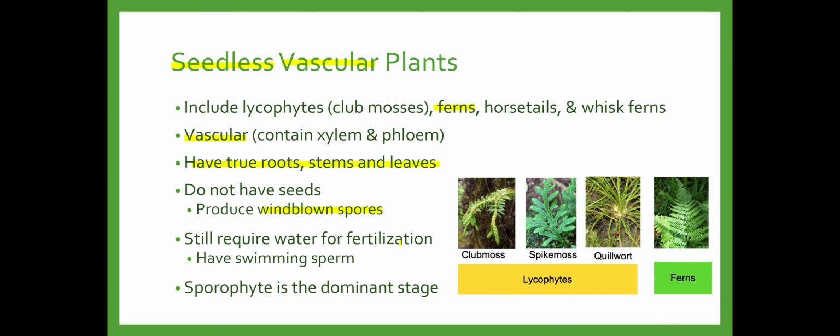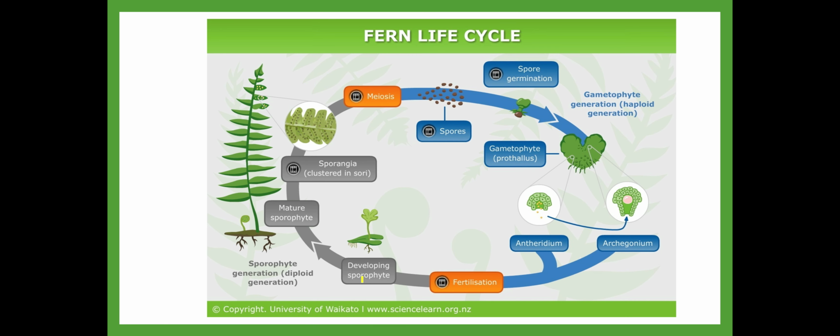Now, we do not have pollen yet either, okay? And so they also are going to require water for fertilization. So once again, you really won't find a lot of ferns growing in the desert because they do need moisture in order to reproduce. It doesn't have to be near water, it just has to at least have droplets of water in order to reproduce. And then this is the first group where the sporophyte is the dominant stage. So when you're looking at a fern, what you're looking at is the sporophyte.